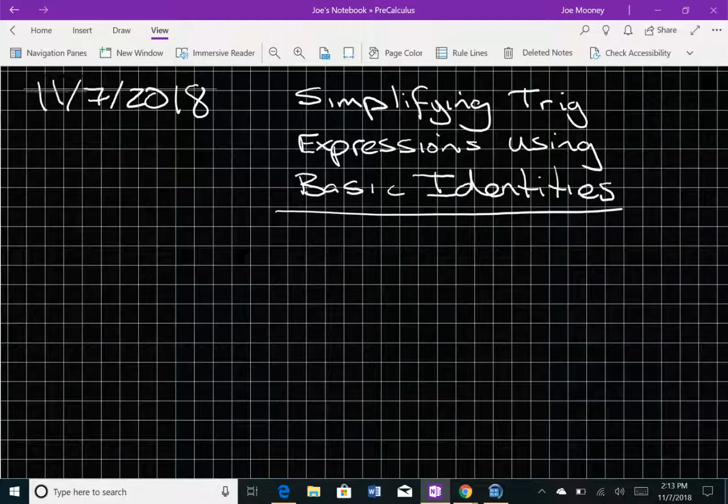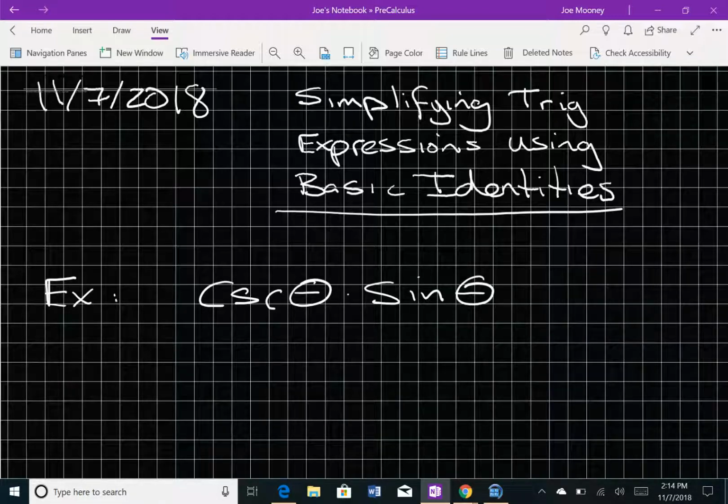So let's start off by analyzing. We're going to start off our first example. We're going to simplify cosecant of an angle multiplied by the sine ratio of that exact same angle.